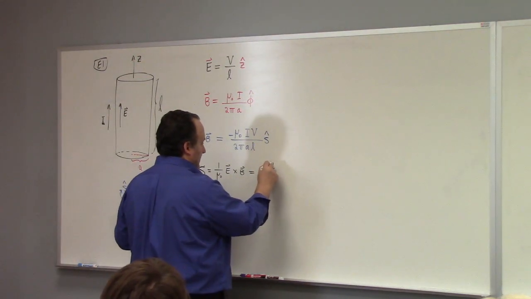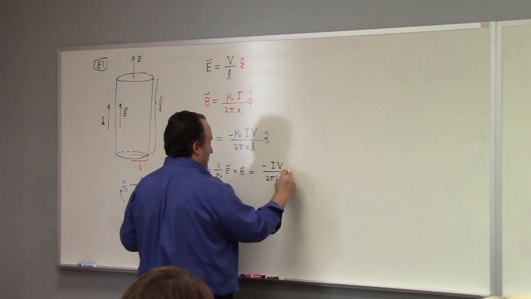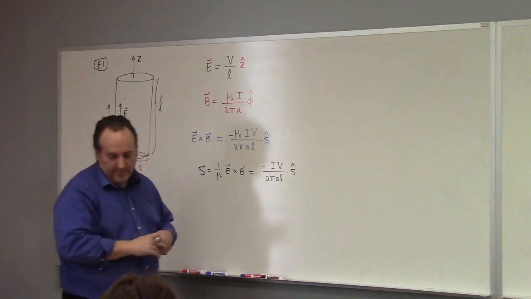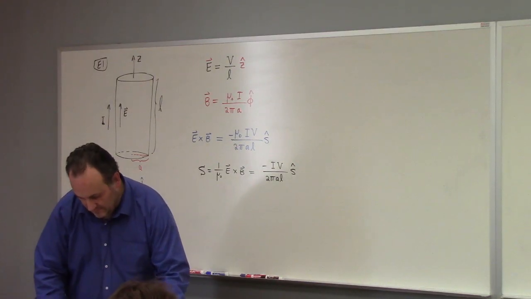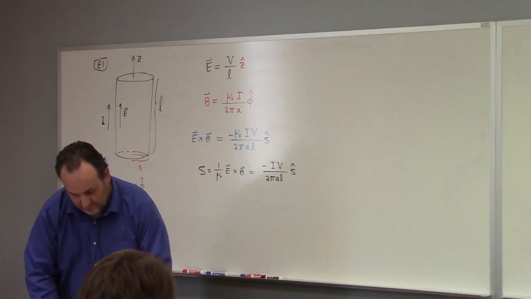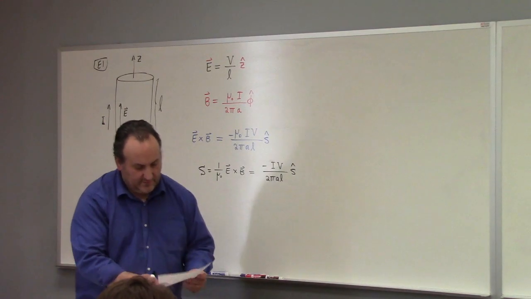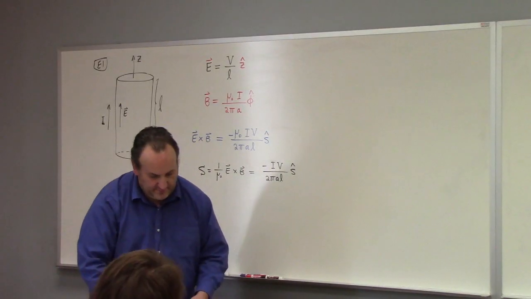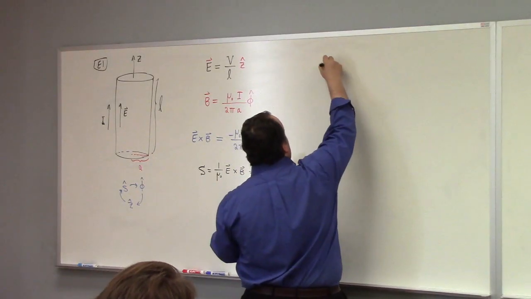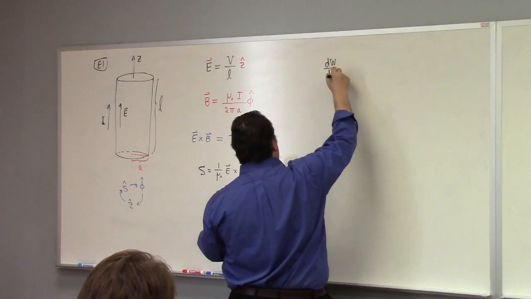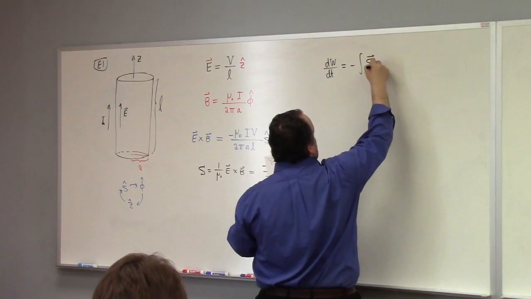Anyway, so minus IV divided by 2 pi AL, of course, s hat. All right, so last class we worked out a relation. What is the Poynting vector all about? What's its function, right? Energy flow, right? So here we can calculate dW dt, the energy flow, is equal to minus the integral of S dot dA.